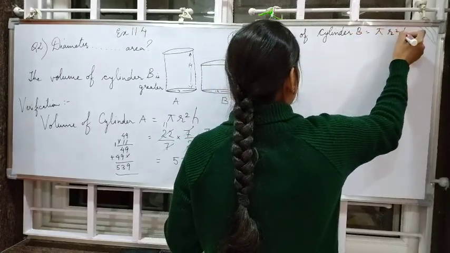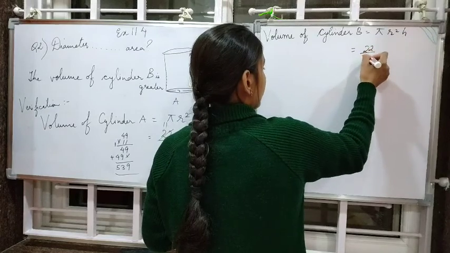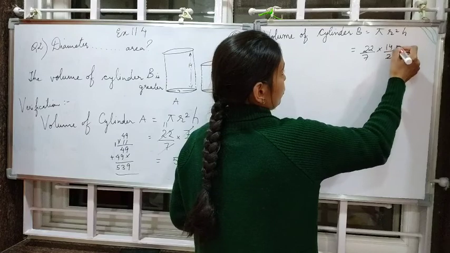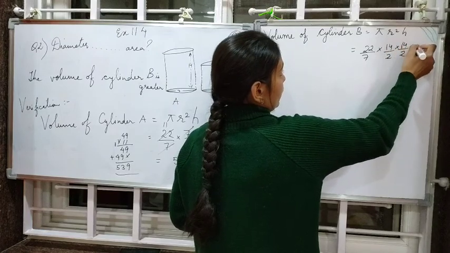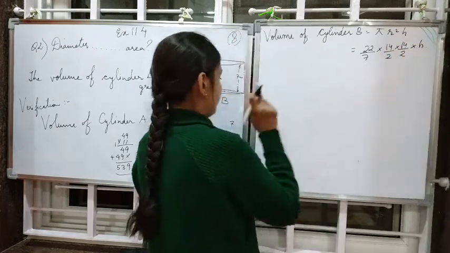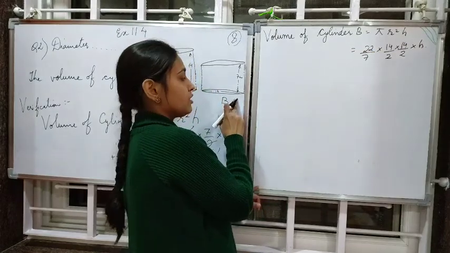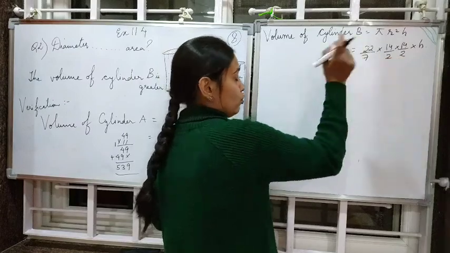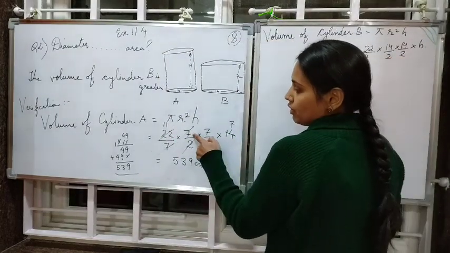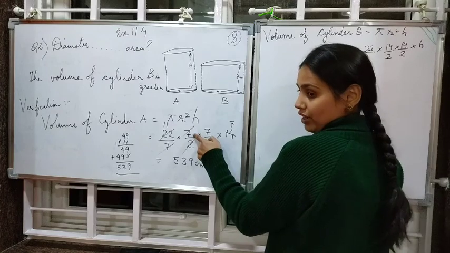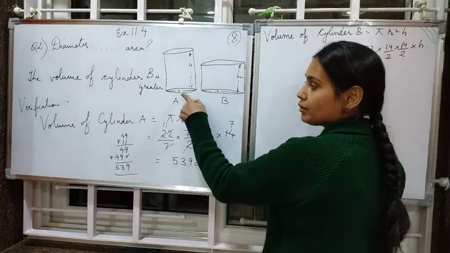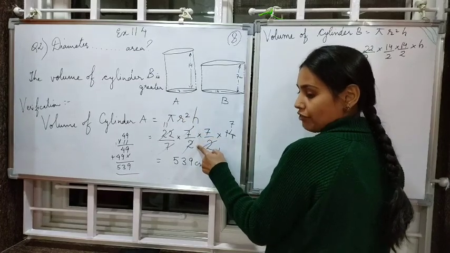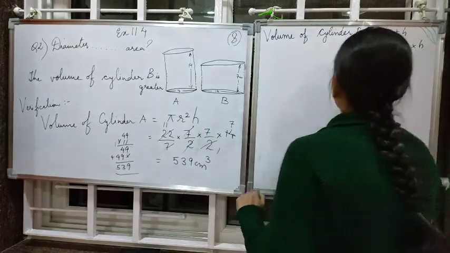Again, pi r square h. So pi is given by 22 by 7. R square, that is 14 by 2 into 14 by 2 into h. Now what is our radius? Radius is half of diameter. So diameter is 14. So radius will be 14 by 2. Similarly, here also r is radius and radius is half of diameter. So diameter is 7 here. Radius will be half of 7, that is 7 by 2.